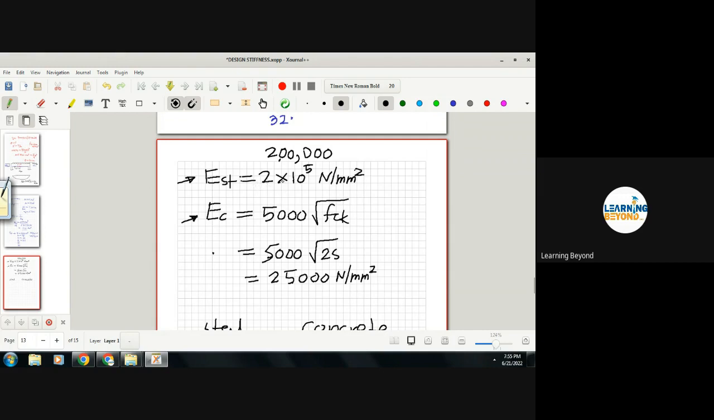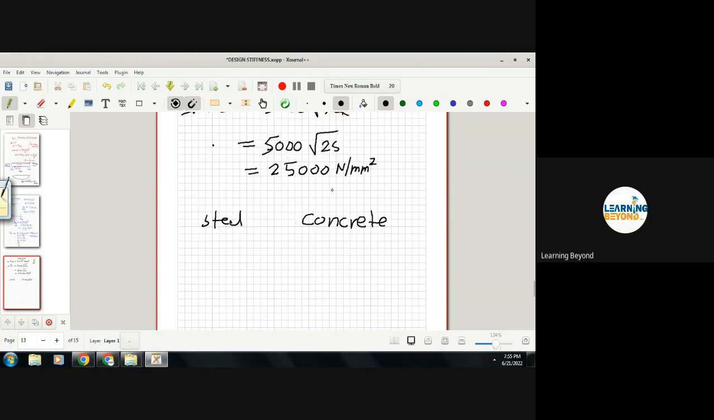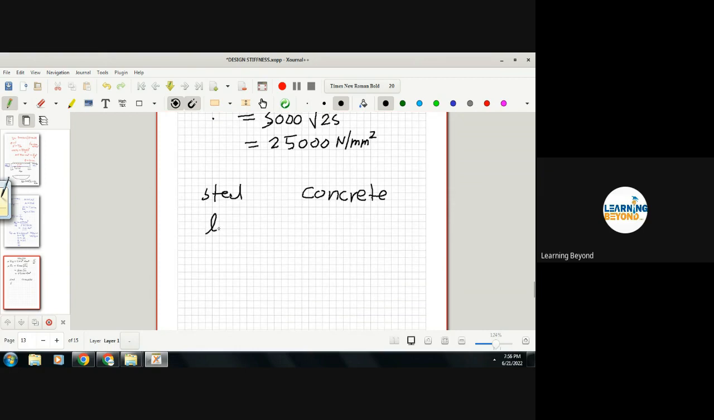Modulus of elasticity means what? Stress upon strain. For deflection, strain is the change in length. For a change in length, it actually requires more force, as you understand from this ratio. It is 2 lakh Newton per mm square. So steel will deflect less and concrete will deflect more. If you have a higher E value, it will deflect less.